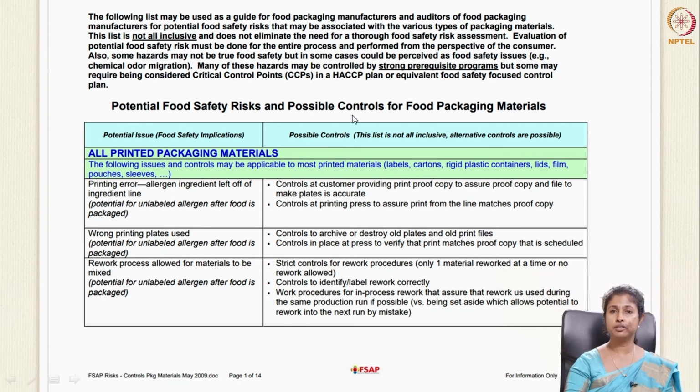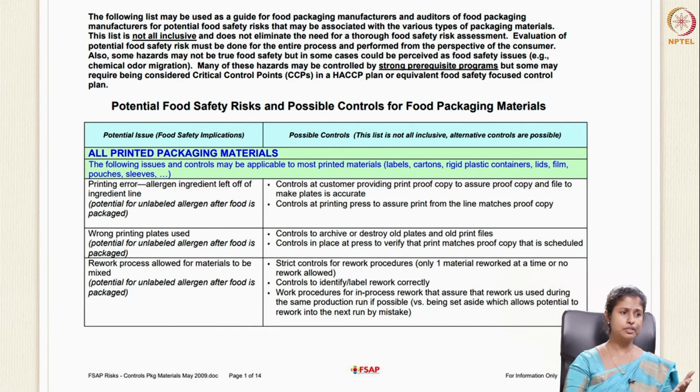They have mentioned in detail, the first one they've mentioned is all the printed packaging materials. Your labels, the cartons, the rigid plastic containers, the lids and films. So what can happen through that? One of the hazards they've named is printing error. It might seem a very trivial error, but it is a very, very dangerous error. When your label is wrong, when your printing is wrong, it can cause a lot of problems. For example, allergens may be left out.